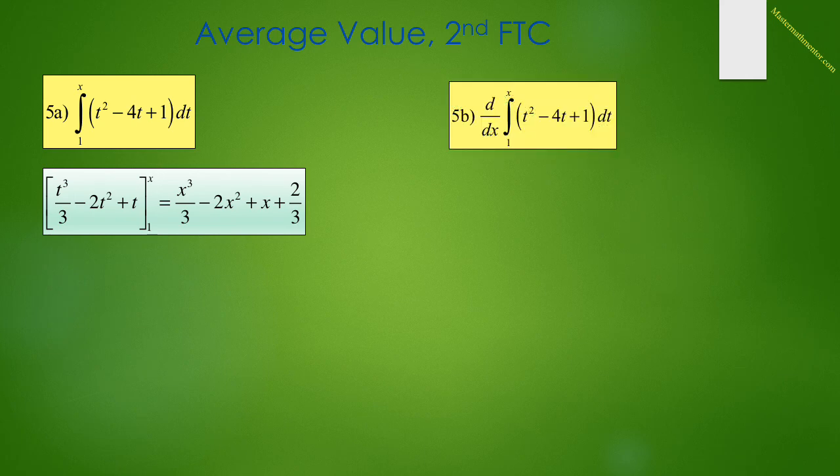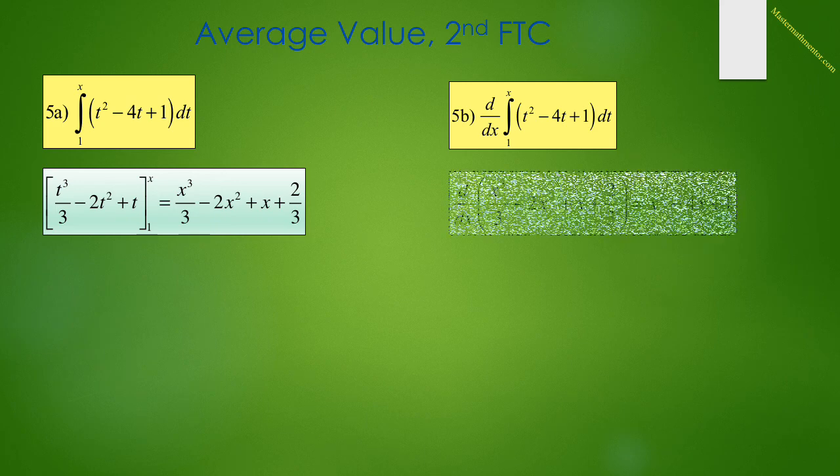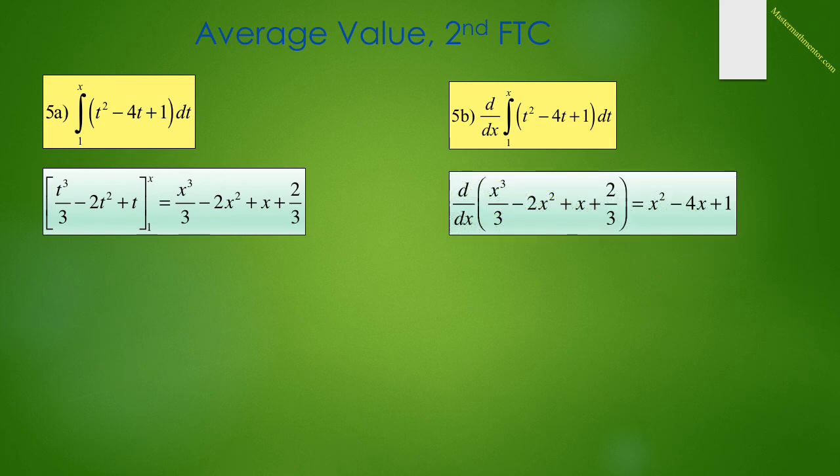Question 5b asks us to take the derivative of the integral from 1 to x of t squared minus 4t plus 1 dt. In 5a, we just calculated that definite integral, so when we take the derivative of that definite integral, we get the derivative of x cubed over 3 minus 2x squared plus x plus 2/3, and that gives us x squared minus 4x plus 1.